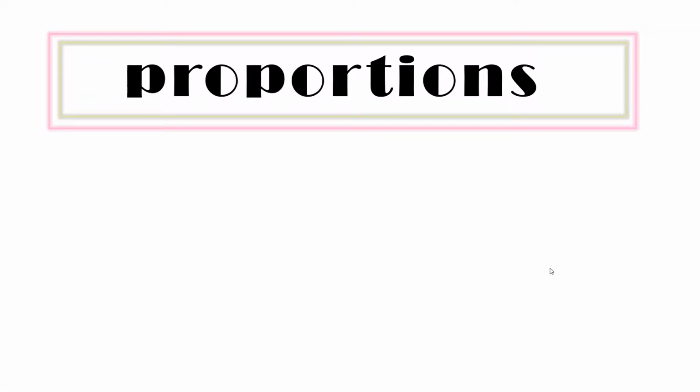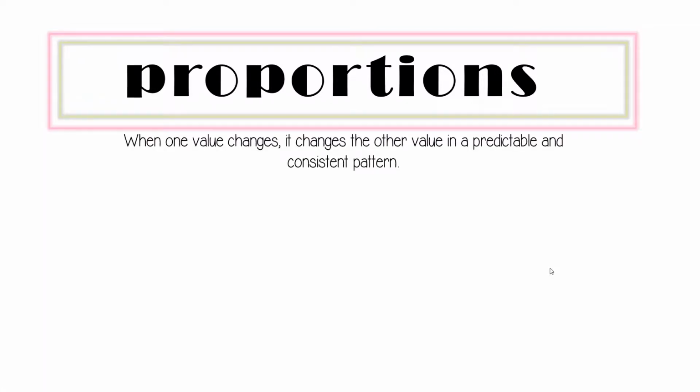In this case, proportions, remember, that's when one value changes, it changes the other value in a predictable and consistent pattern. So when one changes, the other changes, right? There's no special buy 3, get $1 off, right? Remember, it's in a predictable and consistent pattern.